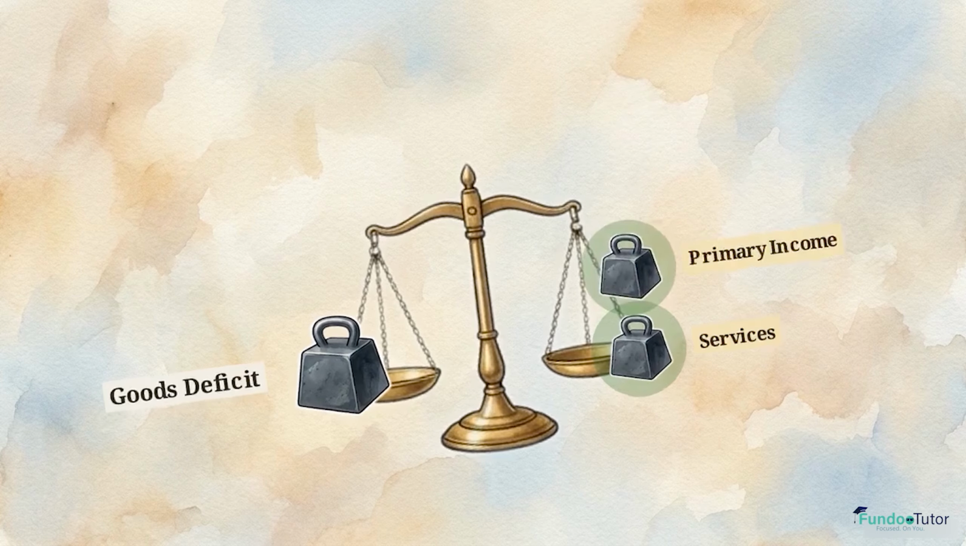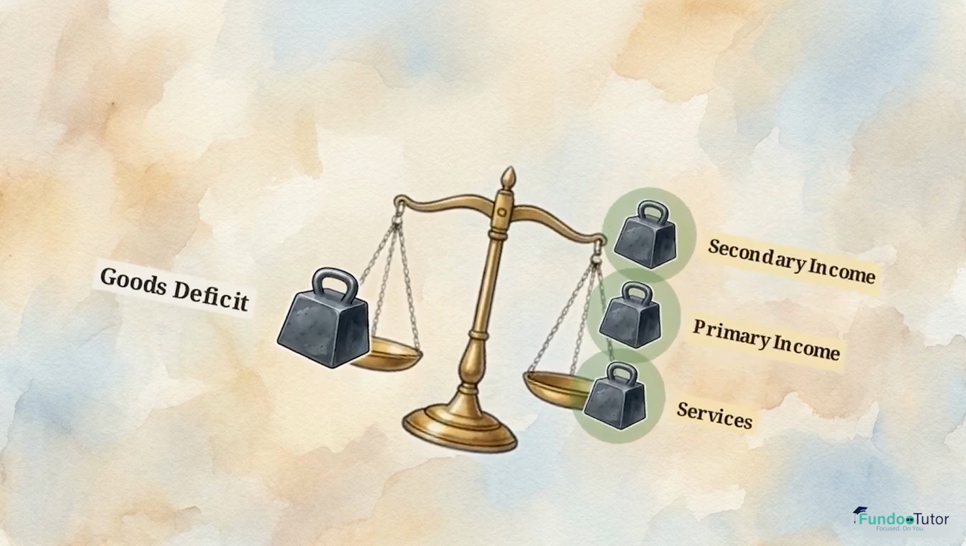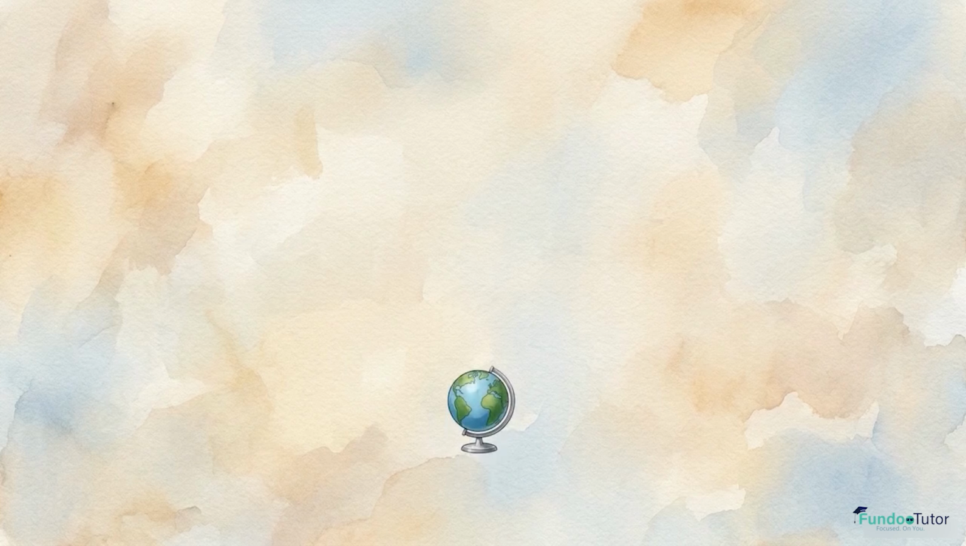If a country brings in massive inflows from exporting intangible services, earning high returns on foreign investments, or receiving large remittance transfers from citizens working abroad, those revenues will outweigh the goods deficit, leaving the overall current account in a surplus. Governments often try to manage these imbalances using their foreign exchange rate.